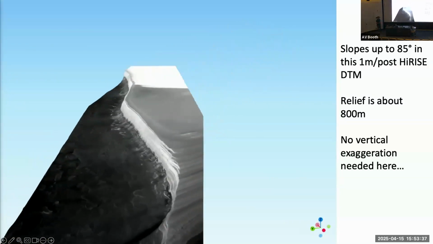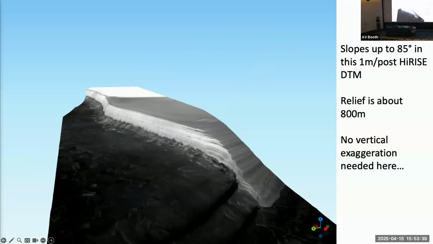So this is just one of those cliffs here. There's no vertical exaggeration in this DTM or this perspective view here. So this looks like a vertical step in this image because it really is. There's about 800 meters of relief in this case. That would look extremely impressive if you were standing at the bottom here. An 800-meter high vertical wall is something that we don't have much experience with on the Earth.